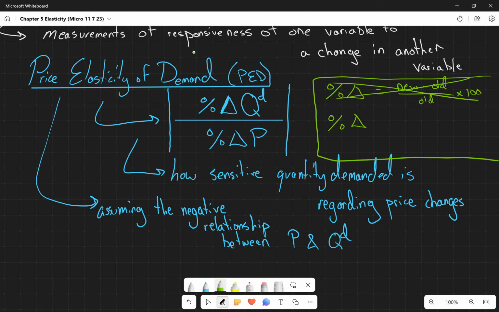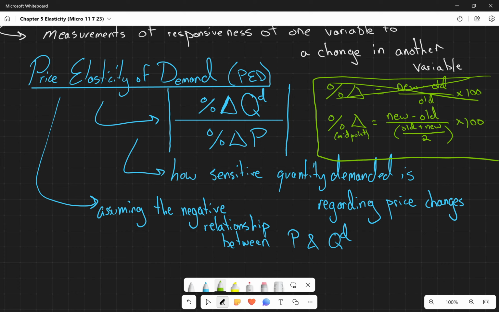So percentage change, we'll just put down here, midpoint. So this is going to be new minus old over the midpoint between the two, old plus new divided by 2. And then we multiply that whole thing by 100.